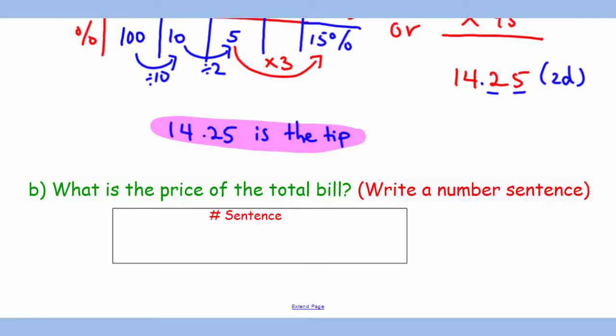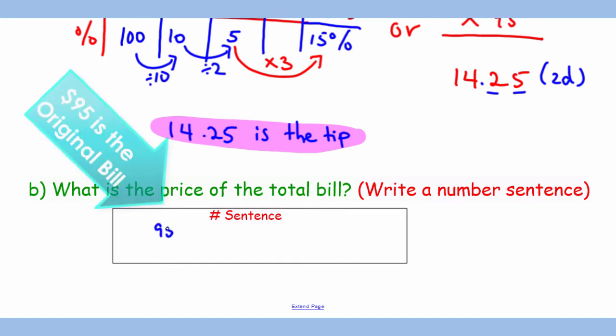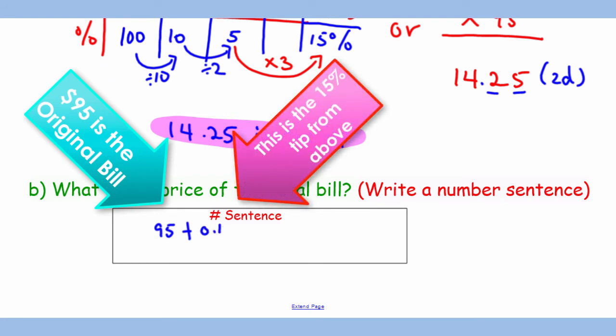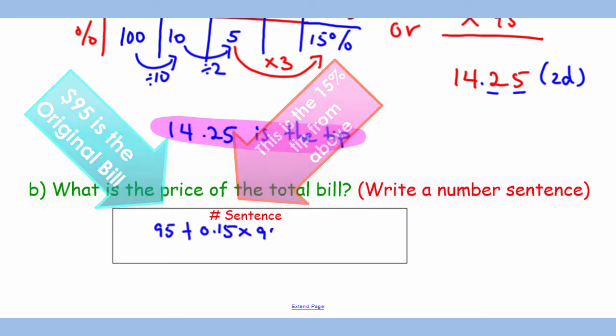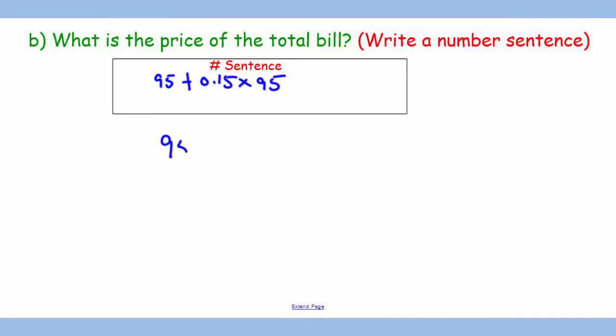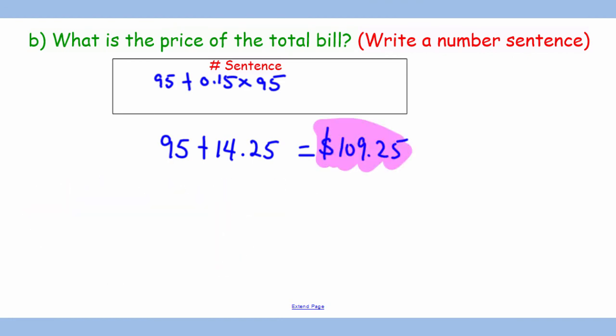Now on this next question, we need to find the price of the total bill. So $95 from the bill plus what we did earlier, which is the 15% times the 95. And from what we did already, we have $14.25 for our tip. So when we add these together, we will get $109.25.